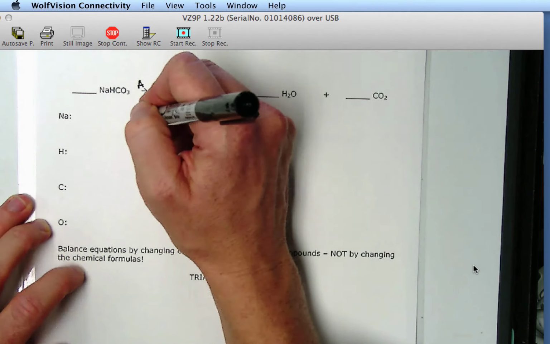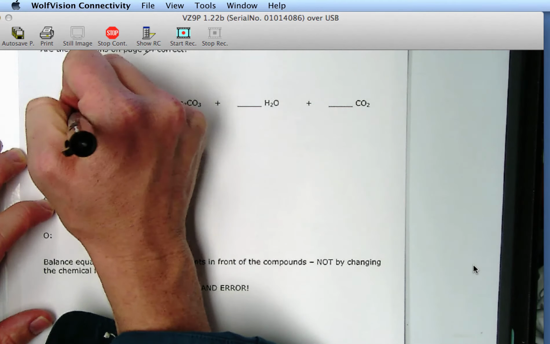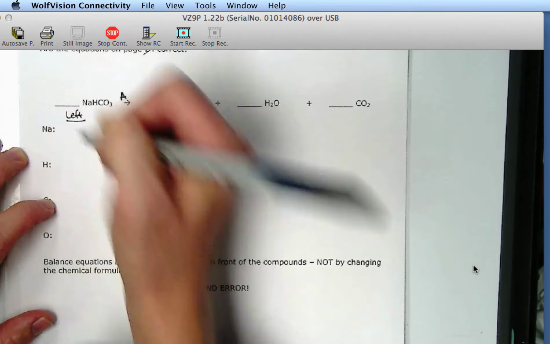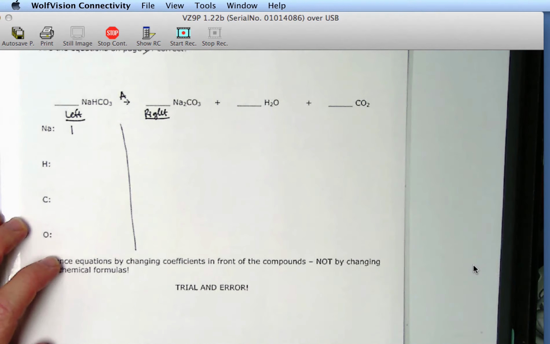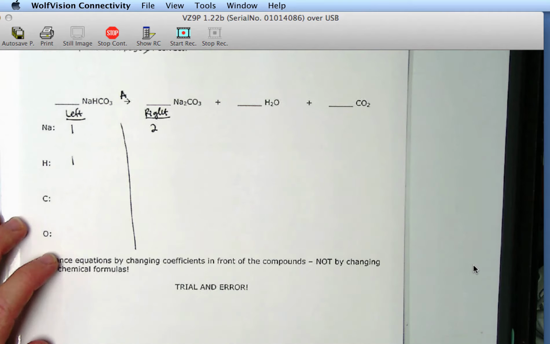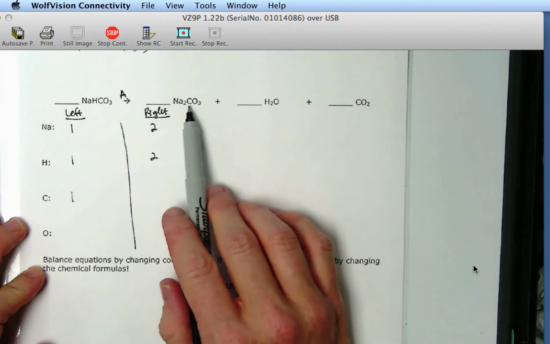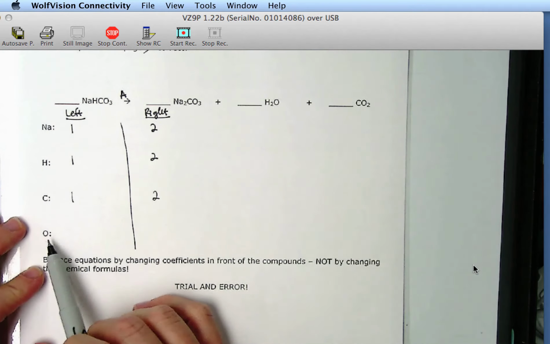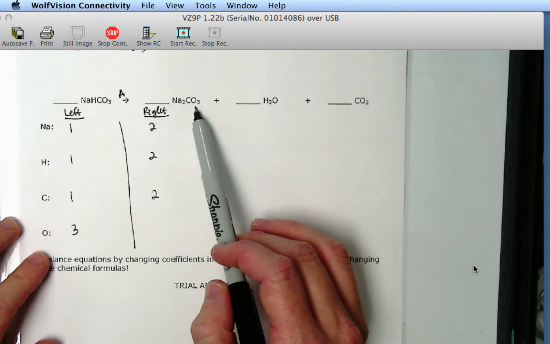If you create a tally sheet in the beginning with balancing equations, it's easier. When you first start these, you're looking back and forth. How does she know that it's off? So this is the left, and this is the right. On the left, how many sodium atoms do I have? One. On the right? Two. How many hydrogens on the left? One. On the right? Two. Good. Carbons on the left, one. Carbons on the right, two. There's a carbon here and a carbon here, so that's two. Oxygens on the left, three. Oxygens on the right: three, four, six.